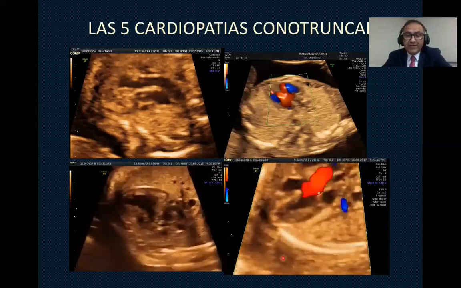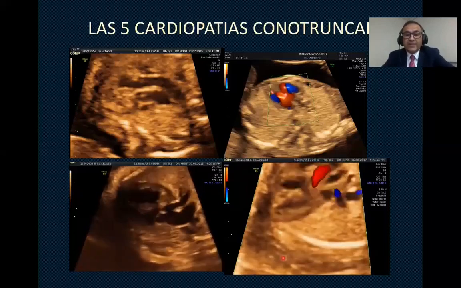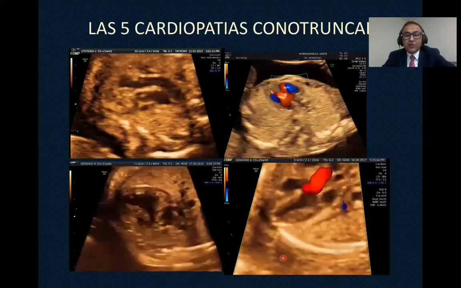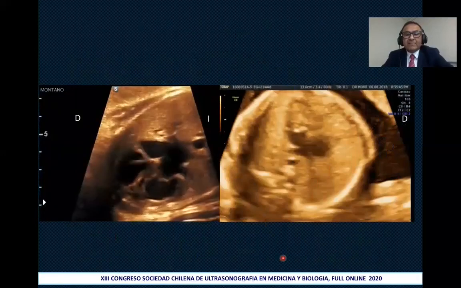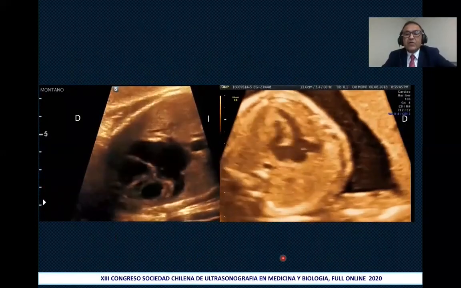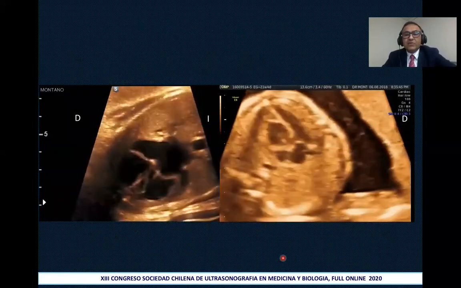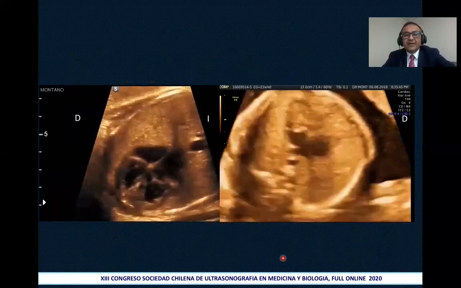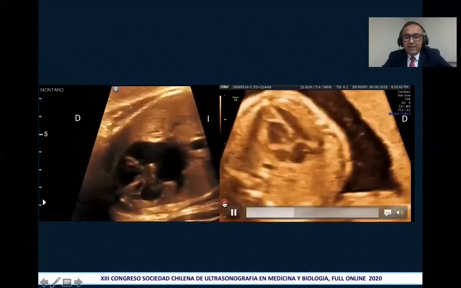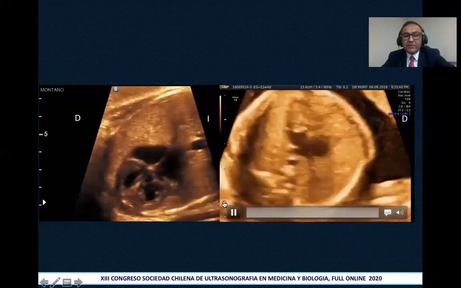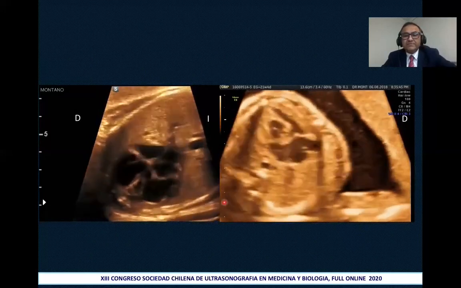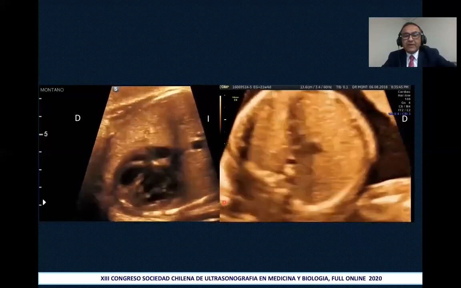Therefore, the recommendation is to always perform the 5 Yagel views so that no conotruncal heart disease is missed. Corrected transposition of the great arteries will be diagnosed using the 4-chamber view, which will be an altered 4-chamber view. As in this case, there is double atrioventricular discordance and ventricular arterial discordance. And here we see 2 cases where the 4-chamber view is abnormal because there is an atrioventricular discordance.